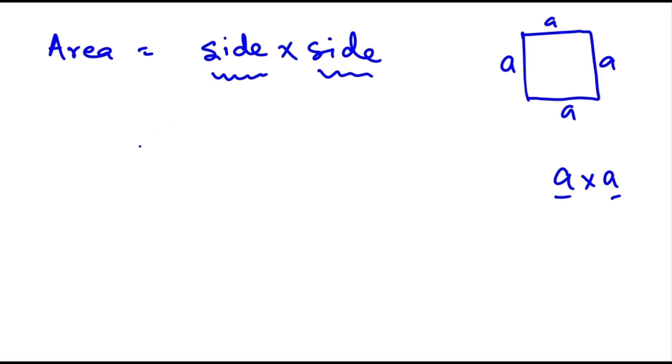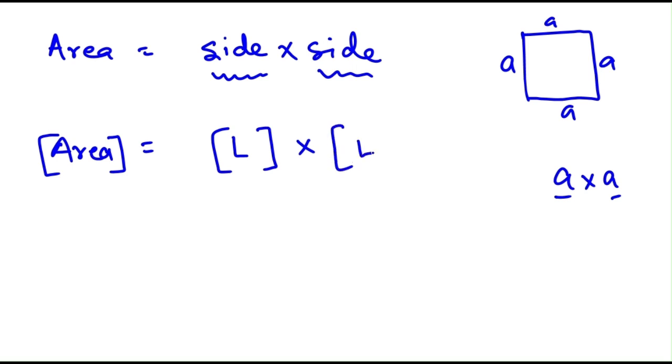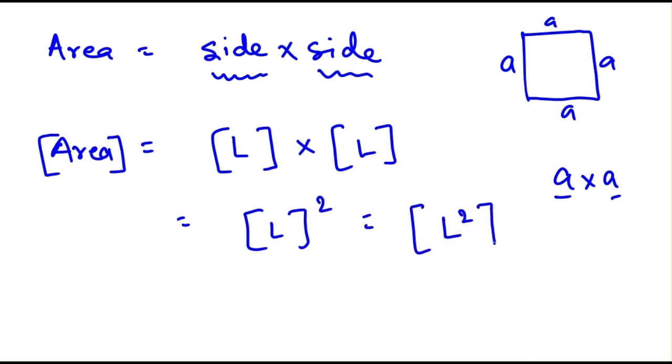If we write what is the dimension of area, what do we need to do? Suppose we have represented area in this way. This is the dimensional representation of area. And for length, side is nothing but a kind of length here. So for length, we write L multiplied with L, and then we have L square. So this is the dimensional formula of area.